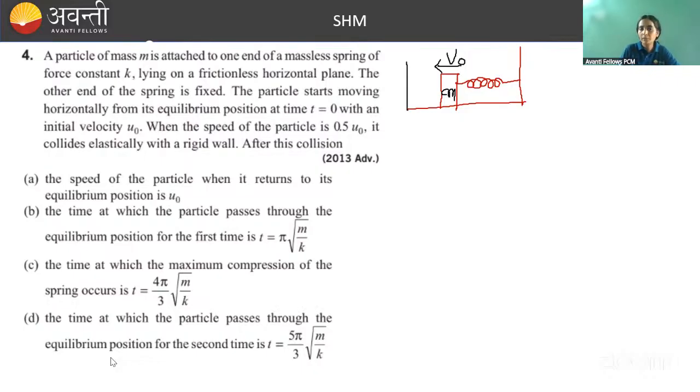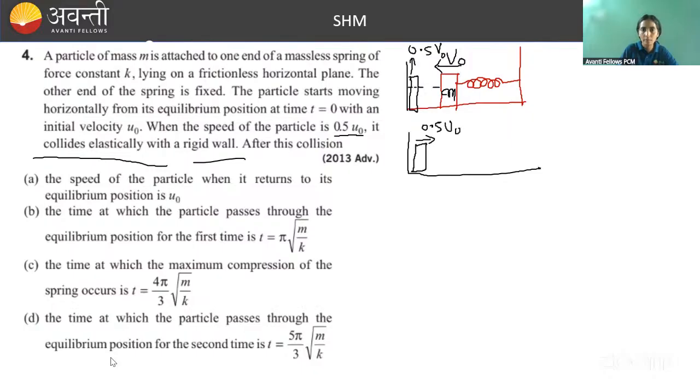So when the speed of particle is 0.5 u naught, it collides elastically with a rigid wall. So when it will reach here, it will collide with the wall. Okay? And at this point of time, it has a speed of 0.5 u naught, and it is colliding elastically. What do you mean by this elastic collision? It has a simple meaning that this block after colliding will get velocity in this direction equal to 0.5 u naught, right? Now it is connected to spring like this. ठीक है, कुछ ऐसा होगा.